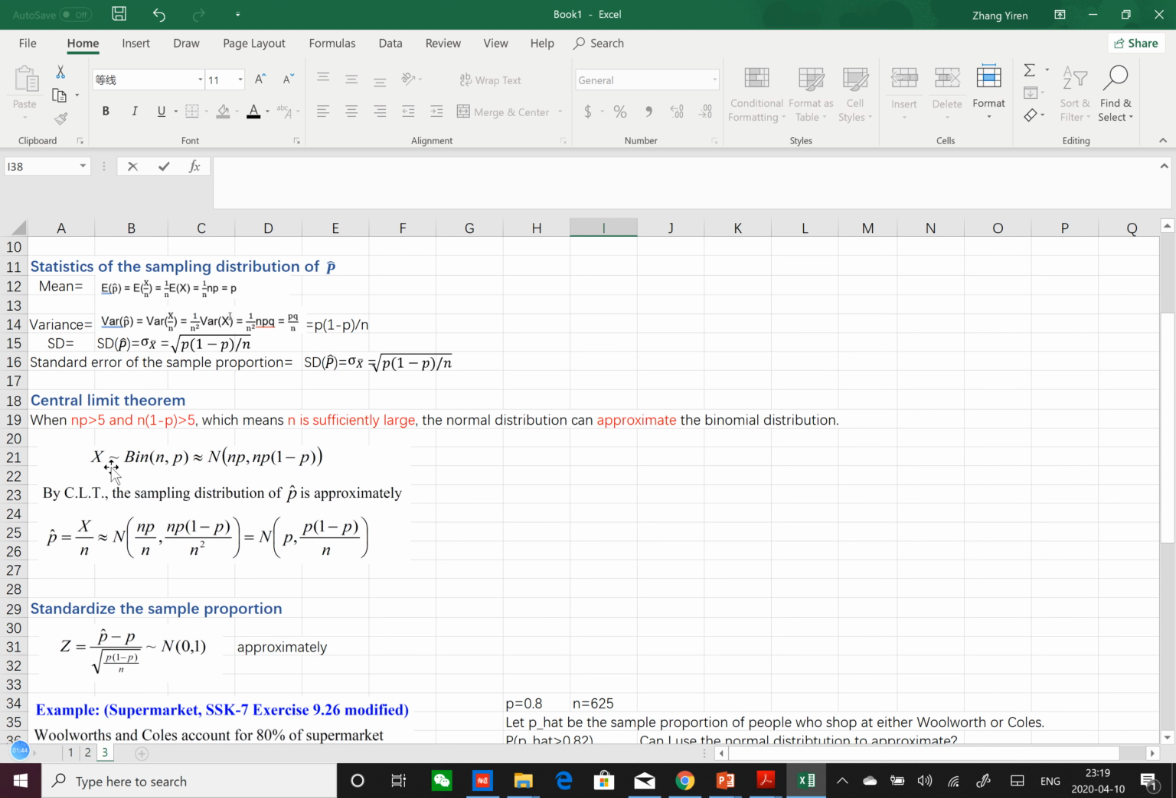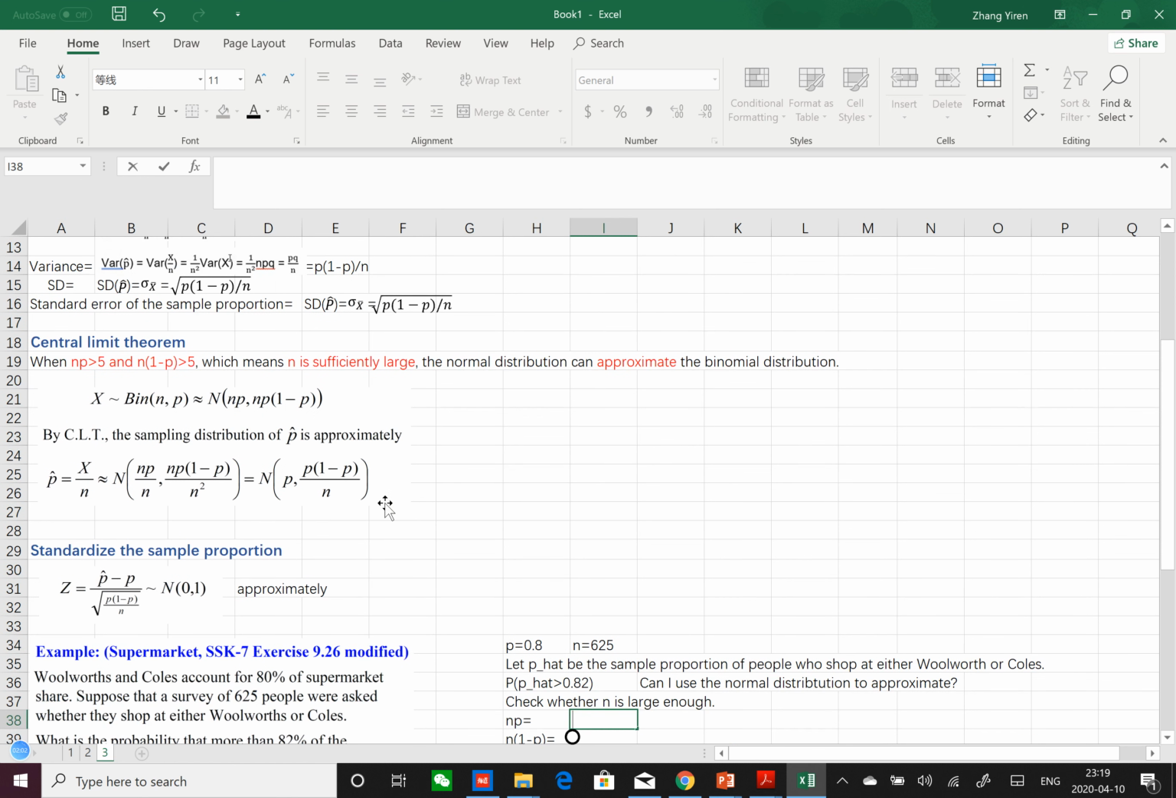Let's move to the central limit theorem. When np is larger than 5 and nq is larger than 5, which means n is sufficiently large, the normal distribution can approximate the binomial distribution. So by the central limit theorem, the sampling distribution of p hat approximately follows the normal distribution with mean p and variance p times 1 minus p divided by n.